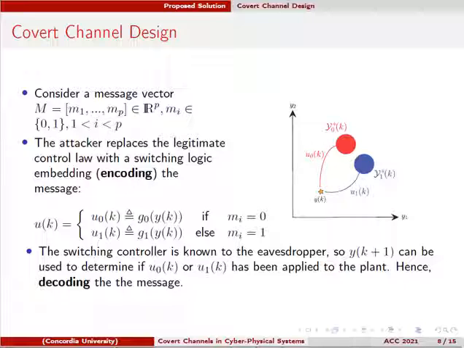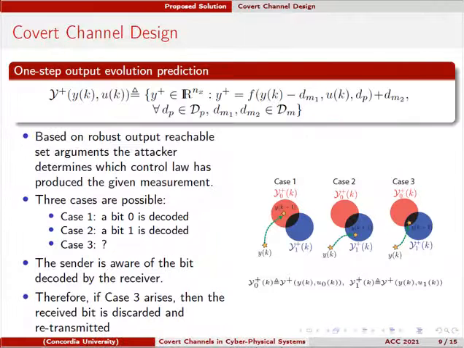Hence successfully decoding the message. Based on the one-step output evolution prediction set, the receiver determines which control law has produced the given measurement. There are three possible cases. In case 1, yk plus 1 falls within the red set, which is y0 plus, which entails that the control action u0 has been used to produce this output, and a bit 0 is decoded.